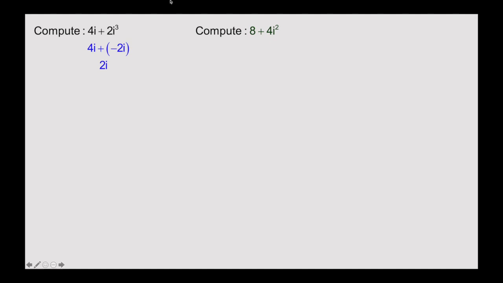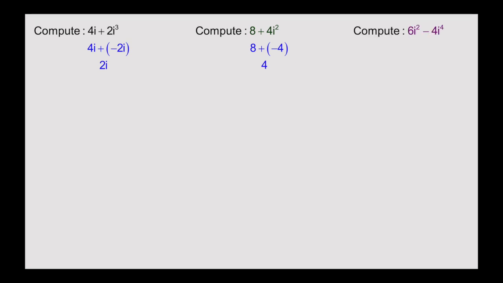Next, if we're looking at 8 plus 4i squared, once again, as soon as I see a power on i, I've got to change that. i squared is going to turn into a negative 1. Therefore, I've got the 8 I'm leaving alone, but 4 times negative 1 is going to give me negative 4. And as I combine those, I do get positive 4.